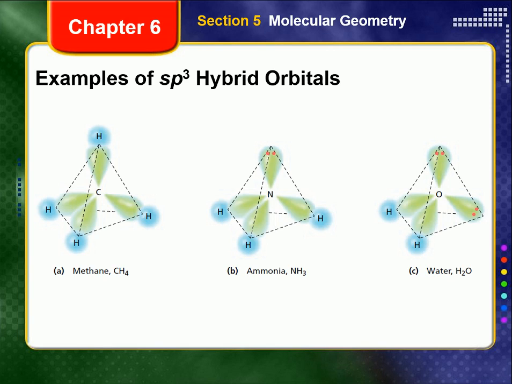Similarly, 2 of the 4 sp3 hybrid orbitals in an oxygen atom are occupied by 2 electron pairs, and 2 are occupied by unpaired electrons. Each unpaired electron can form a single bond, as is shown for water in figure 6-24c on page 188 of your text or on the screen now.